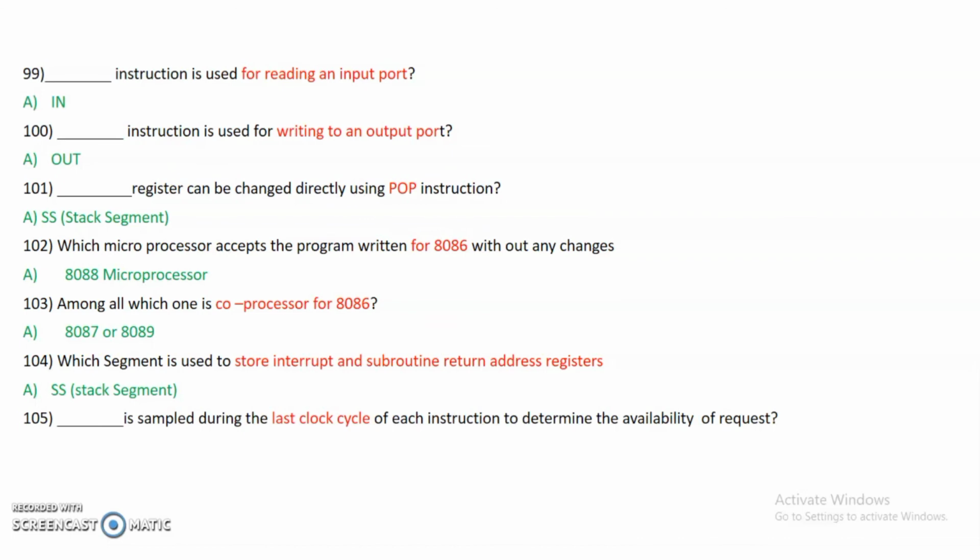Bit number 105. Dash is sampled during the last clock cycle of each instruction to determine the availability of requests. The answer will be INTR. The interrupt request is sampled during the last clock cycle in order to know whether any interrupt has occurred or not.